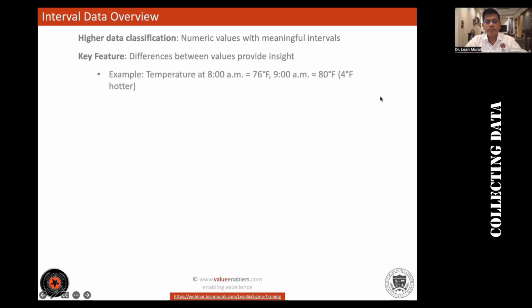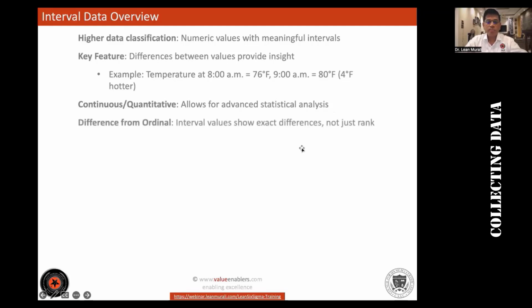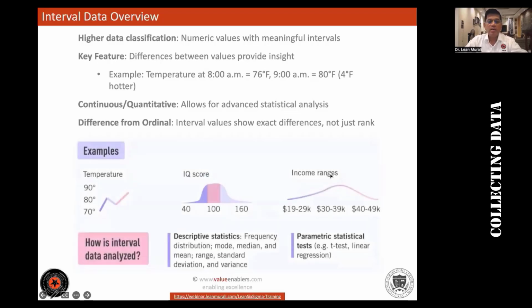For example, temperature at 8 a.m. is 76 degrees and temperature at 9 a.m. is 80 degrees. Okay. So continuous or quantitative data allows for advanced statistical analysis. And the difference from ordinal is that the interval shows the exact differences, not the ranks. I've just given this example here, and you can see how interval data is analyzed. The temperature is like this, the trend goes like this.